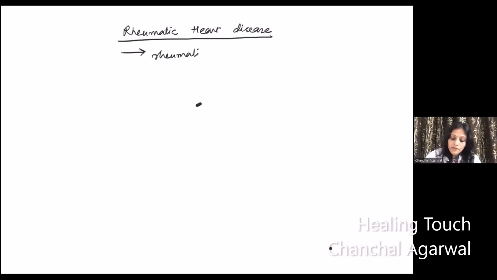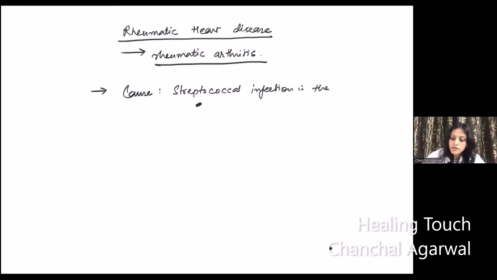Rheumatic heart disease. Yes, this is the major cause of rheumatic heart disease, major cause of rheumatic arthritis. So rheumatic heart disease showing symptoms as rheumatic arthritis. Okay, so in this type of arthritis, what we discussed as the main cause of this type of arthritis is streptococcal infection in the throat. So this infection in the throat leads to fever.